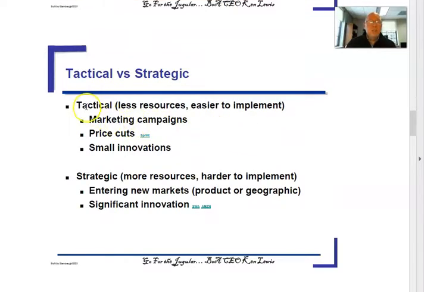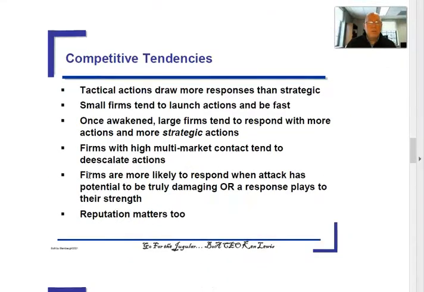Make sure you understand the difference between a tactical and a strategic competitive action and what's likely to happen in the wake of those. This chart has lots of things in there that you need to understand. Make sure you're up on the concept of multi-market contact, how it tends to de-escalate actions, but if you have high multi-market contact, it's almost sure to generate a response if someone does something because it means so much to them.